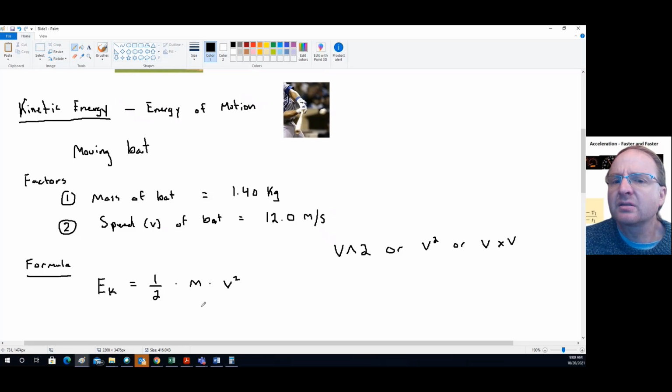Well, so let's calculate this one. This is our given information right here. We got our given information. We got a mass of a bat. So this bat is actually in motion, and it has a mass of 1.4 kilograms, and it is moving at 12 meters per second. That's pretty quick, actually. So it's being swung fairly heftily.